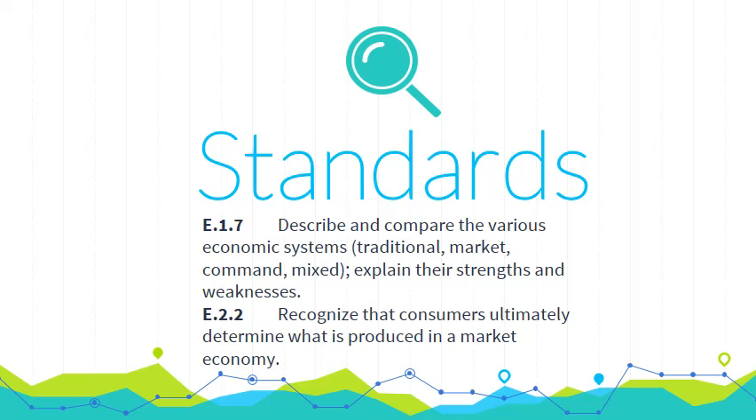Our standards today include Economic Standard 1.7, describe and compare the various economic systems, and Economic Standard 2.2, recognize that consumers ultimately determine what is produced in a market economy.